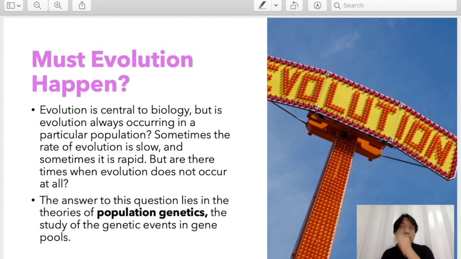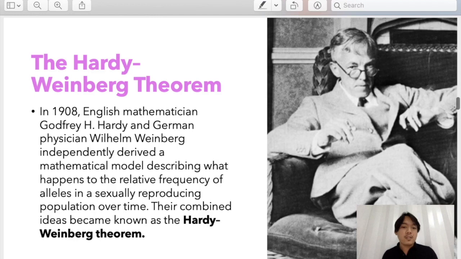The answer to this question lies in the theories of popgen, or population genetics, the study of genetic events in gene pools, how they are being shared and acquired by each member of the population. So we have the Hardy-Weinberg theorem, which was devised independently by English mathematician Godfrey Hardy and German physician Wilhelm Weinberg to derive a mathematical model describing what happens to the relative frequency of alleles in a sexually reproducing population over time.